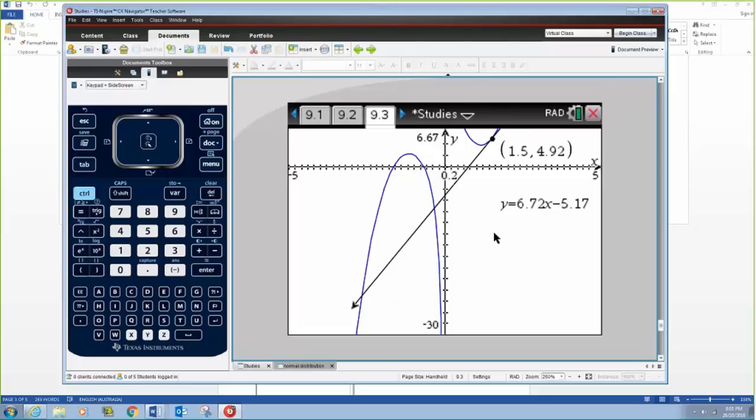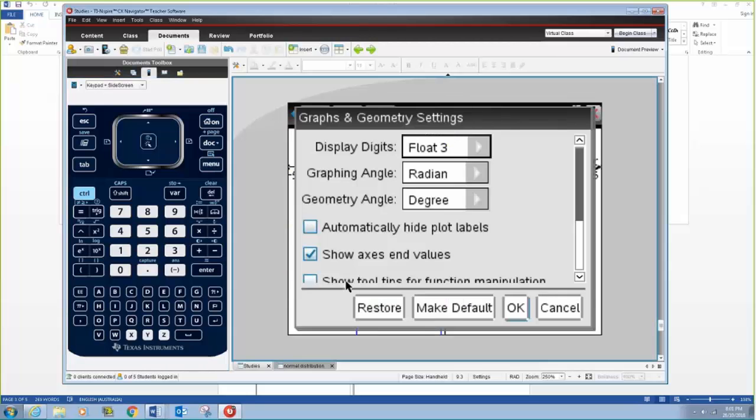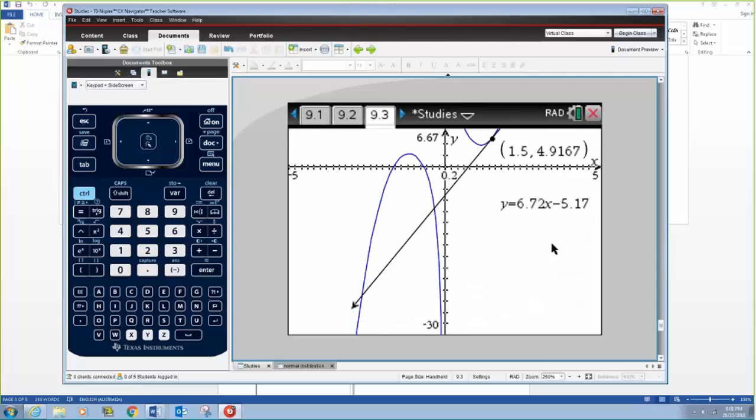So of course you could retype it, but it's not very accurate if we use only 2 decimal figures. Of course that can be changed in the settings. So we might change the float to a higher one, which I would have to probably do again because it doesn't change it because it's already displayed.